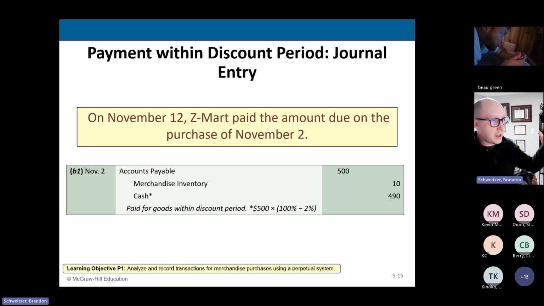So if I pay them in the first 10 days, I'm going to debit accounts payable for the 500. I'm going to credit cash $490. Why $490? Because $10 is going to be my discount amount. 500 times 2%, that's $10. Okay, so I'm going to debit accounts payable 500, credit cash 490. That leaves me a difference of 10. Remember, your debits need to equal your credits. So I'm going to credit an account called merchandise inventory $10. I'm reducing the value of my inventory by $10 when I do that. Right? Because it's no longer worth 500 because I'm only paying 490. Make sense? Great.